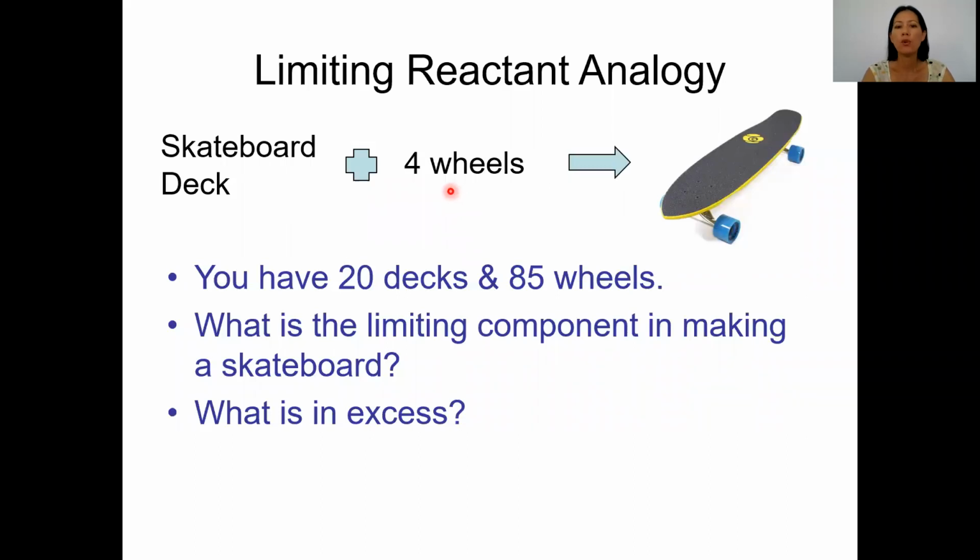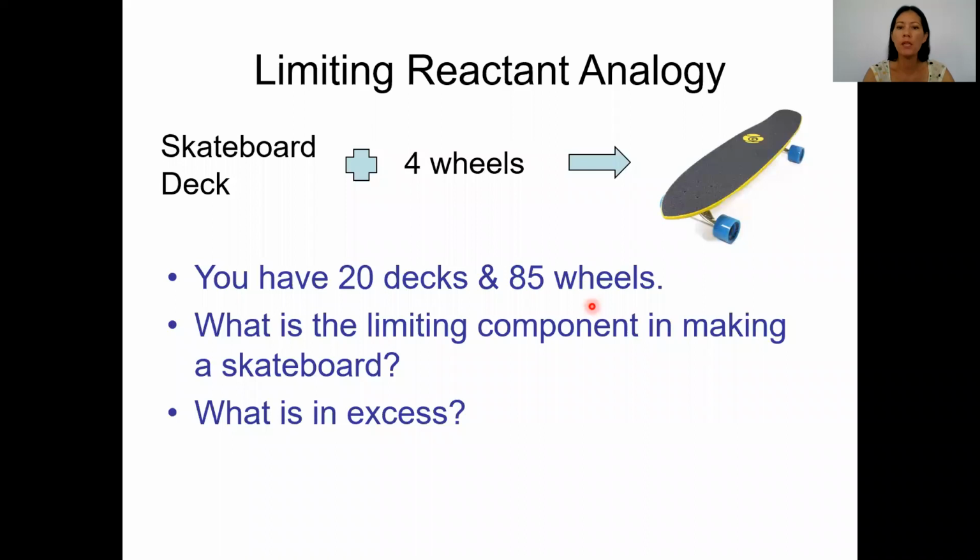You know it takes 4 times as many wheels. So you already know you just need 80 wheels, you have 85. So the decks are going to limit that. You guys could do that in your head quite easily. It's a little more tricky when you have a more complex equation and there are different components, a variety of components, as well as different coefficients and different numbers.